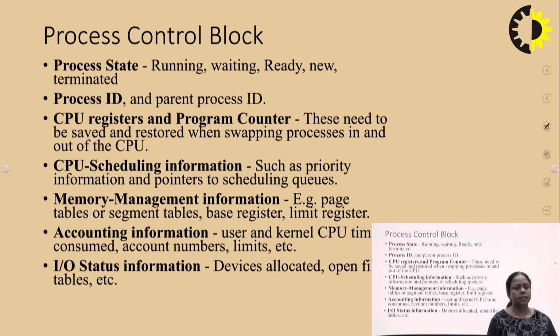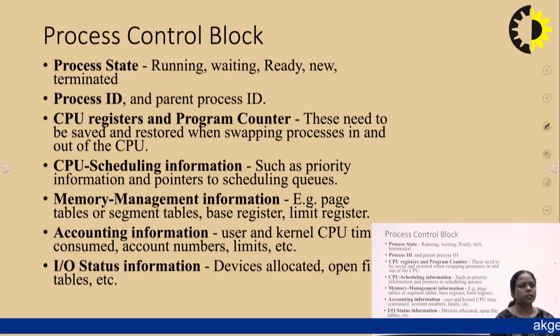First one is the process state. What it means is the process can be in a running state, waiting state, ready, new, or terminated. So it will tell that the process is in a particular state, for example, the waiting state. Process ID: when the process is created, a unique ID is allocated to the process, which is known as the process ID. This parent process ID or process ID is also kept by the process control block. CPU registers and program counter need to be saved and restored when swapping processes in and out of the CPU.